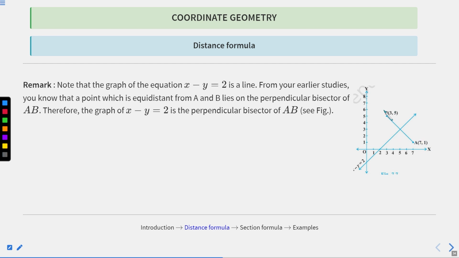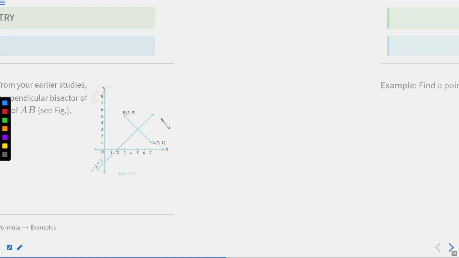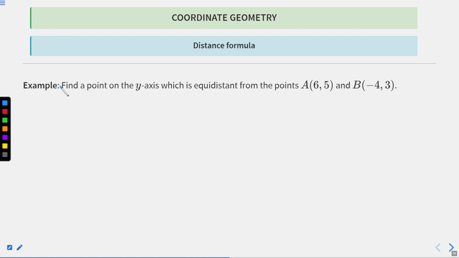So this is our AB line segment, and here the line x minus y is equal to 2 represents this line. Okay, so this is represented by this equation, and here you can use your early studies, and here you can say this line, every point of which is equidistant from A and B, lies on the perpendicular bisector of AB. Okay, so therefore this graph x minus y is equal to 2 actually is the perpendicular bisector of AB, that is shown in this figure. Okay, so here we will discuss the next example.